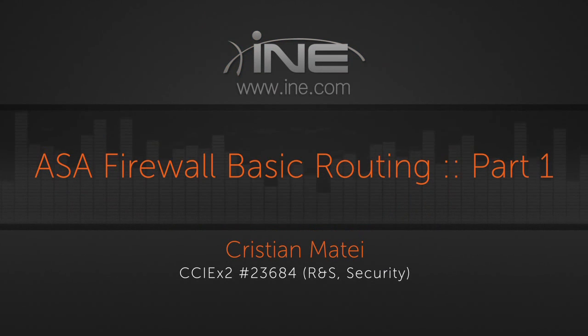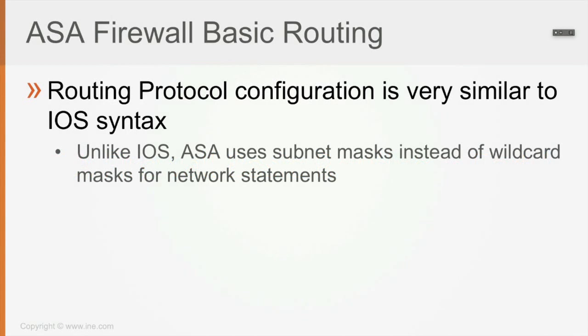Basic routing protocol configuration is very similar to the IOS syntax, as you're going to see in a couple of minutes. The only difference is that unlike IOS, the ASA uses subnet masks instead of wildcard masks for network statements. The ASA also uses subnet masks instead of wildcard masks for ACL definitions, as you're going to see. So the ASA has not implemented wildcard masks, just regular subnet masks.